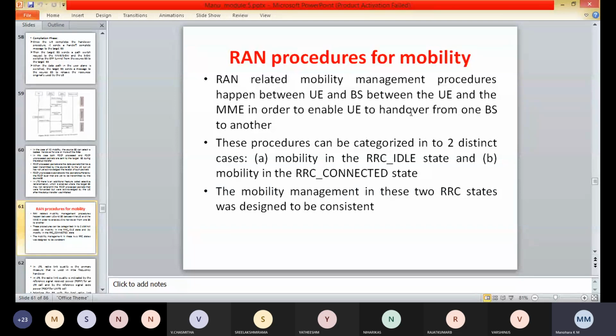So here when all the resources are allocated and the target eNode B is ready, it sends the RRC message requesting the user equipment to perform the handover. The user equipment then uses the random access procedure in the target eNode B to establish a connection and execute the handover.